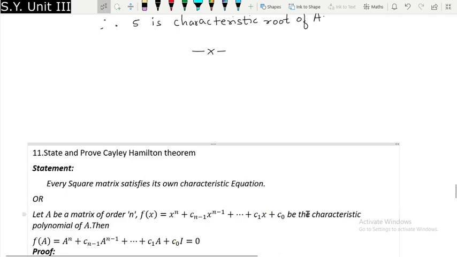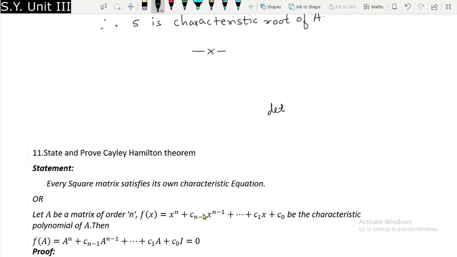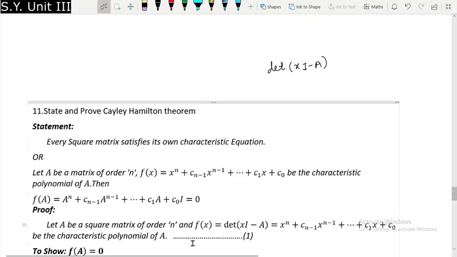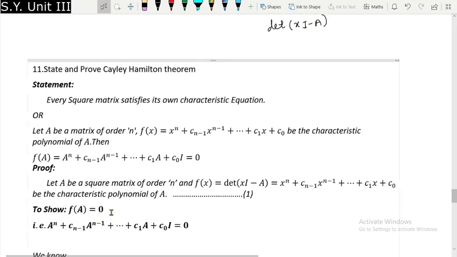Now we are going to prove it. First of all, I will write down the given things. Let A be a square matrix of order n, and f of x be a characteristic polynomial of A. But remember, how do we get the characteristic polynomial of A? We get it by finding the determinant, but determinant of which matrix? It is xI minus A. So f of x is equal to the determinant of xI minus A, which is our characteristic polynomial of A, and what we have to show is f of A is equal to 0.